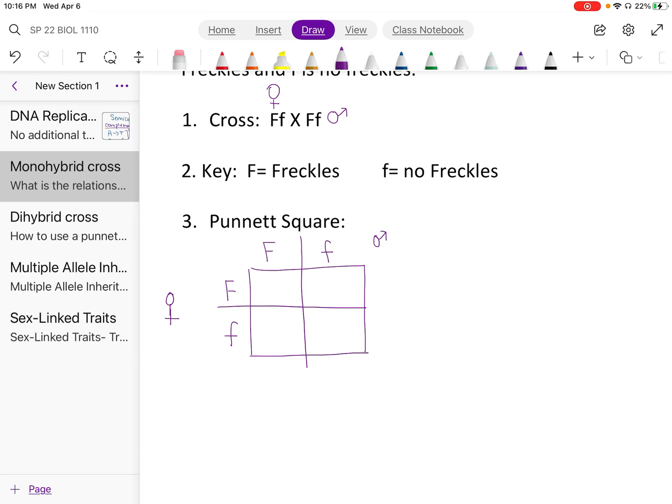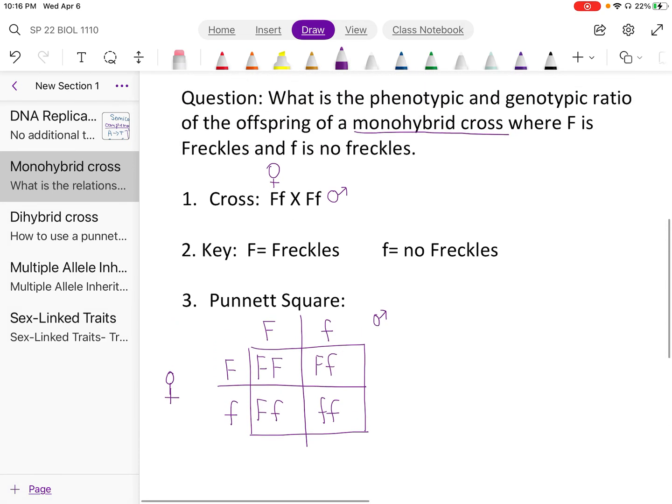So now to complete the Punnett square, you're going to combine the two. So this first box here, you're going to have two dominant alleles, so it's going to be homozygous dominant. The one below it is going to be heterozygous. The top right is going to be heterozygous. And then the lower right is going to be homozygous recessive. So if you look back at the question, it's asking for the genotypic and phenotypic ratio.